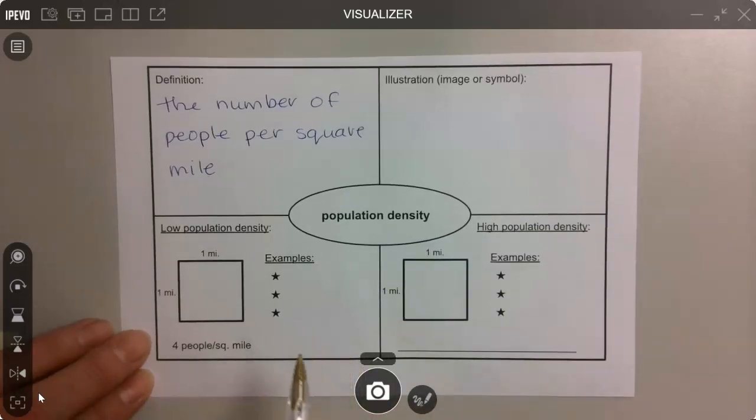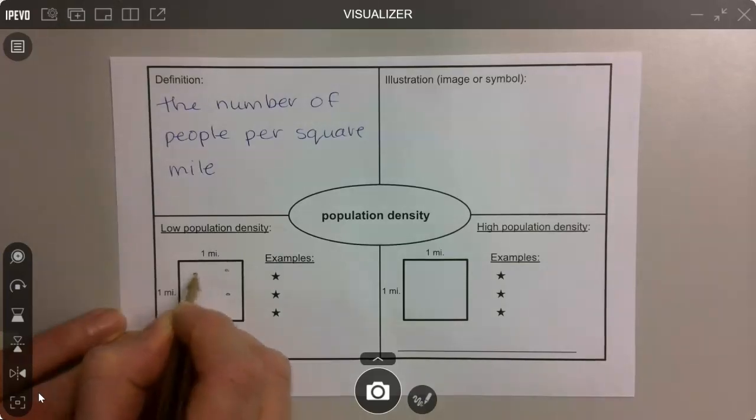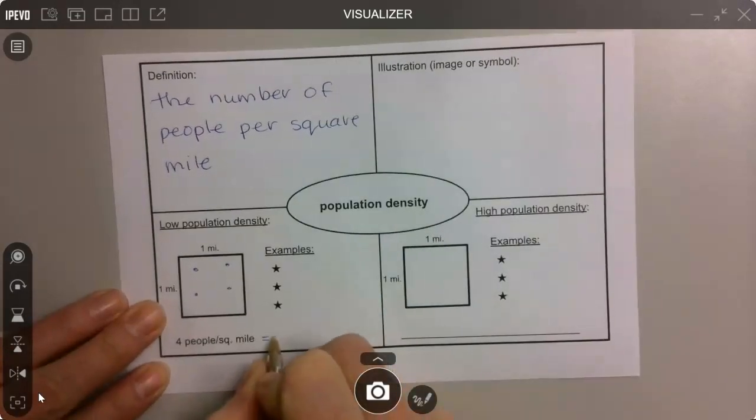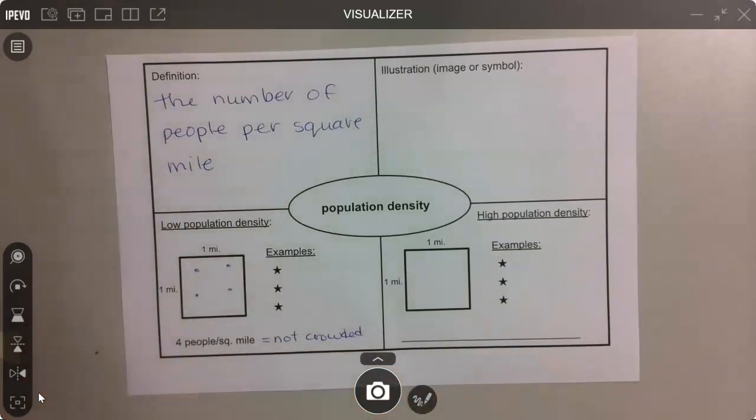Let's say that each little dot represents a person. So with low population density, let's look at what it would look like with 4 people per square mile. So go ahead and draw in 4 little dots spread out. And so each dot represents 1 person living in that square mile. And so low population density would mean there's not a lot of people per square mile. And then let's just write that equals it's not crowded. Low population density means that it's not crowded in that area.